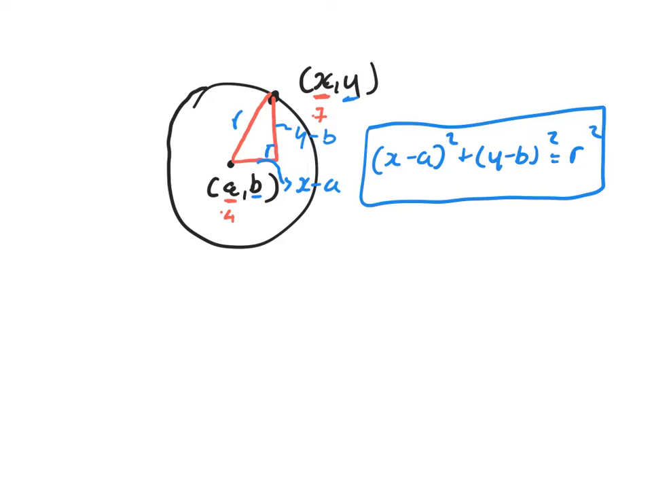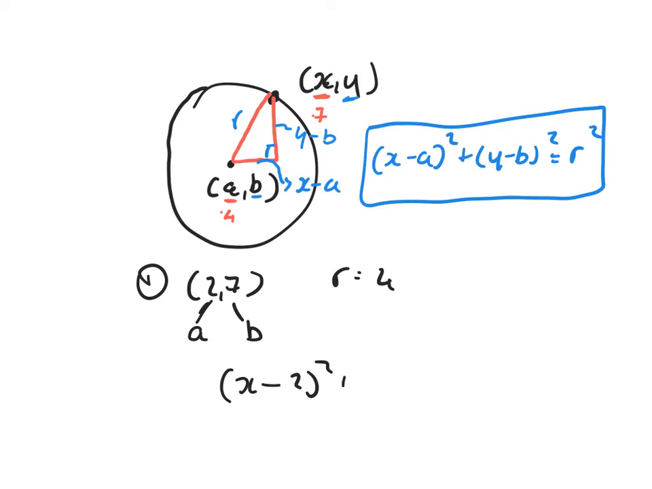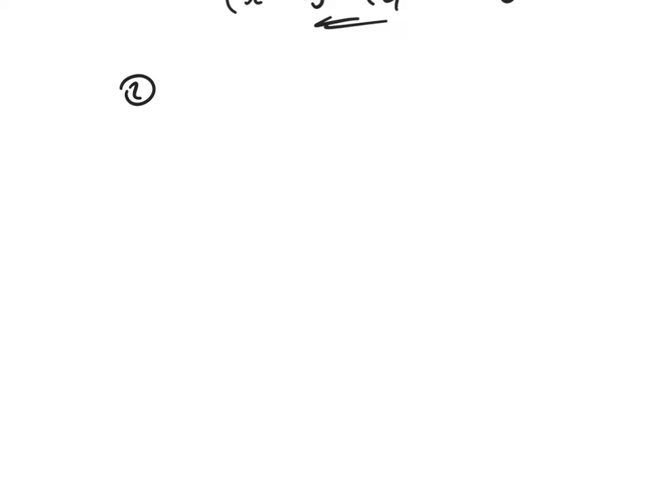Okay, first one, we're going to write down the equation of the circle with circle centre (2, 7), and the radius is equal to 4. So that's the point (a, b). So it's (x minus 2) all squared plus (y minus 7) all squared is equal to the radius squared, which is 16. Question done.